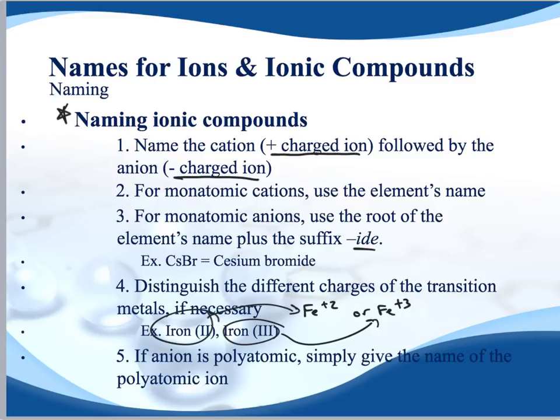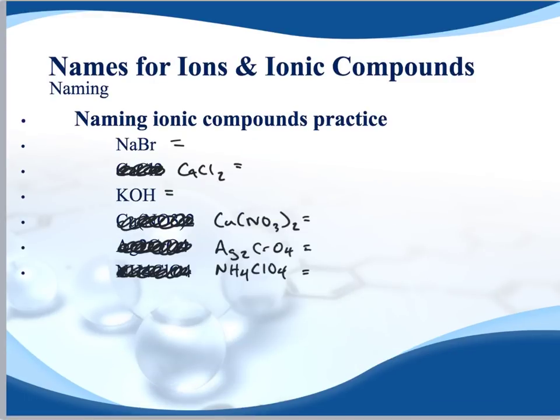We're going to do a few for practice here in just a moment. Okay, here are a few of them for us to try. This first one, NaBr. We name the cation first. In that case, this is sodium. And then we're going to name the anion. Here it's bromine, but since it's monatomic, we're just going to change the suffix to ide. So this is sodium bromide, is the name of that one.